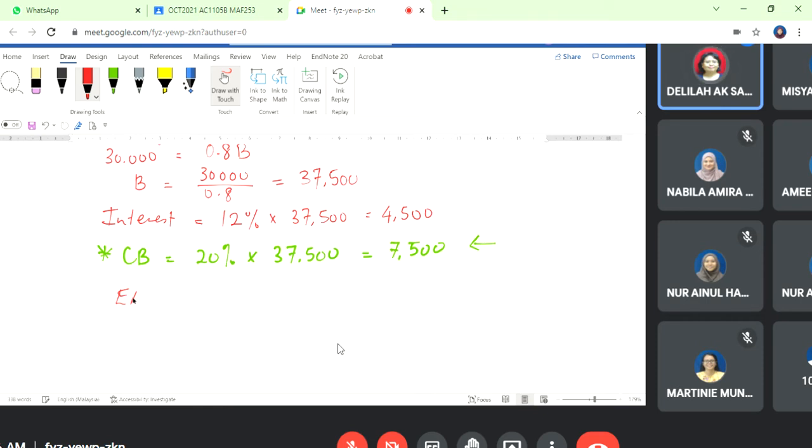the effective annual rate. Same calculation: interest 4,500 divided by the amount received, 30,000 ringgit received. When you press your calculator, it will give you an effective cost of, I hope mine is correct, 15%.